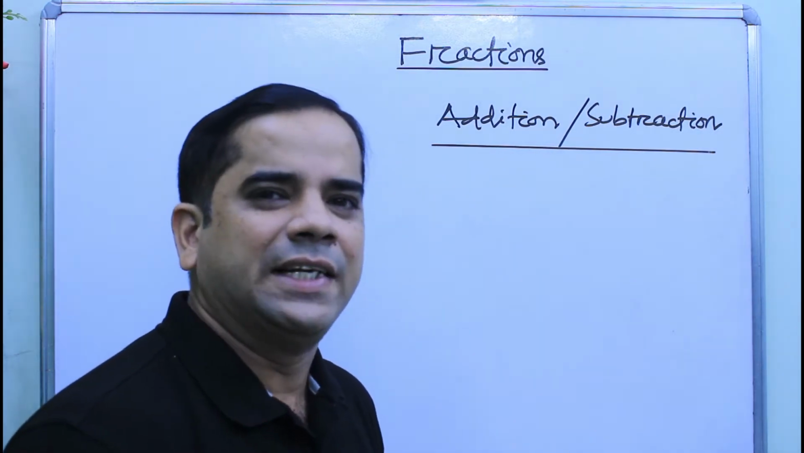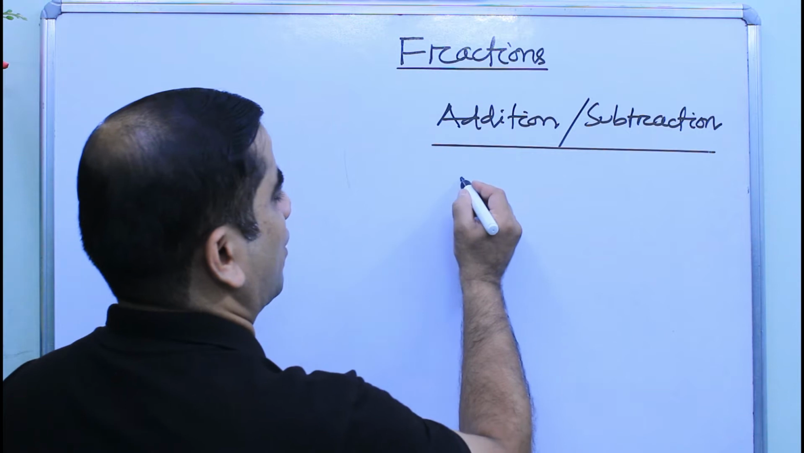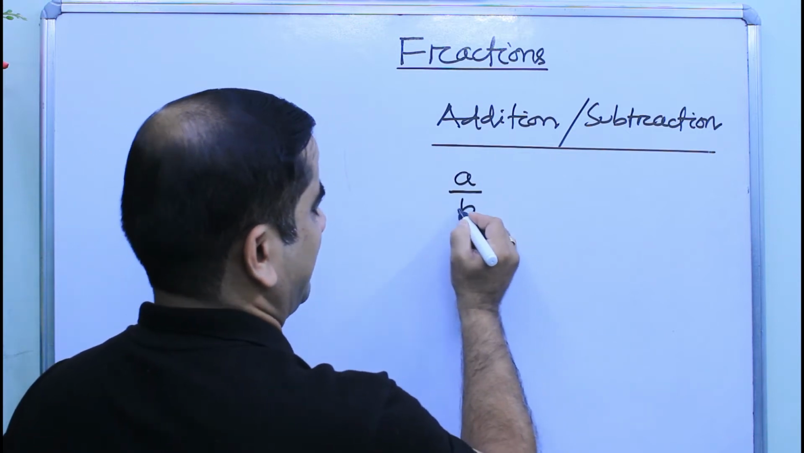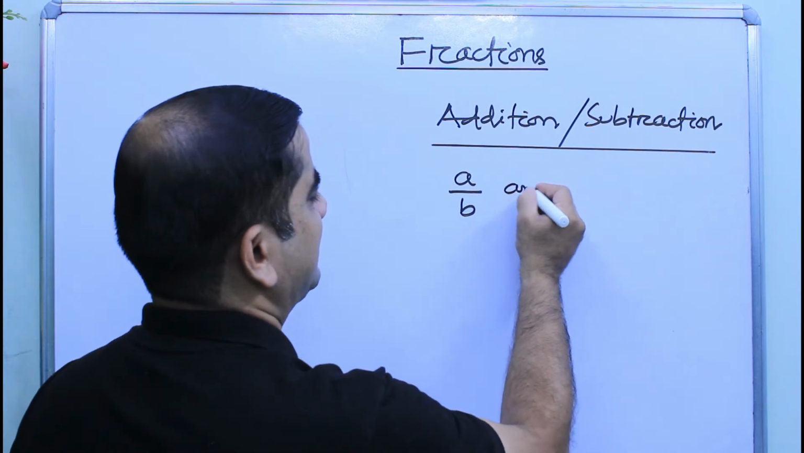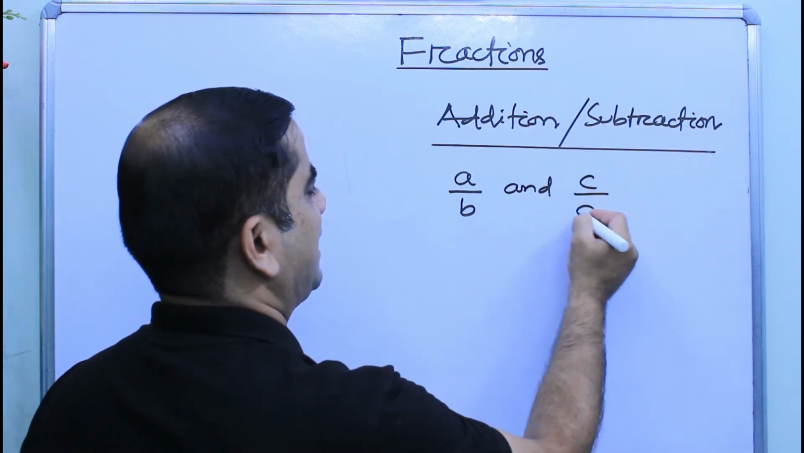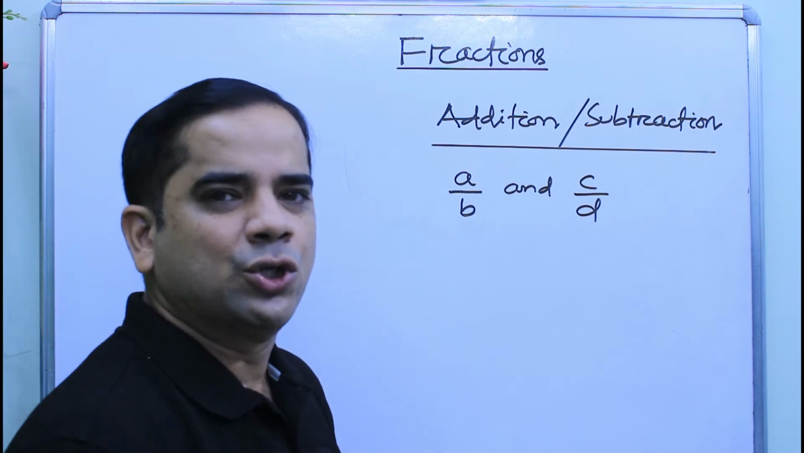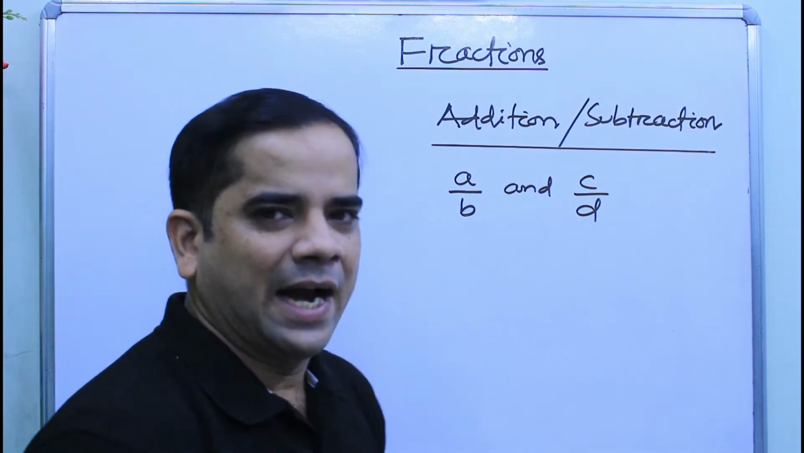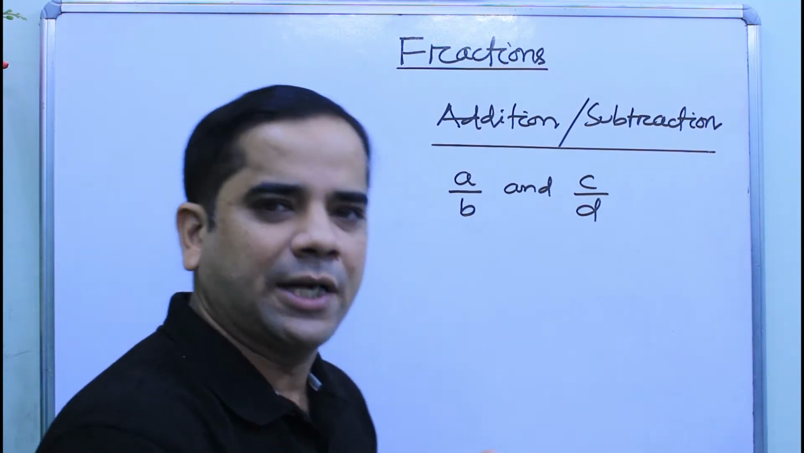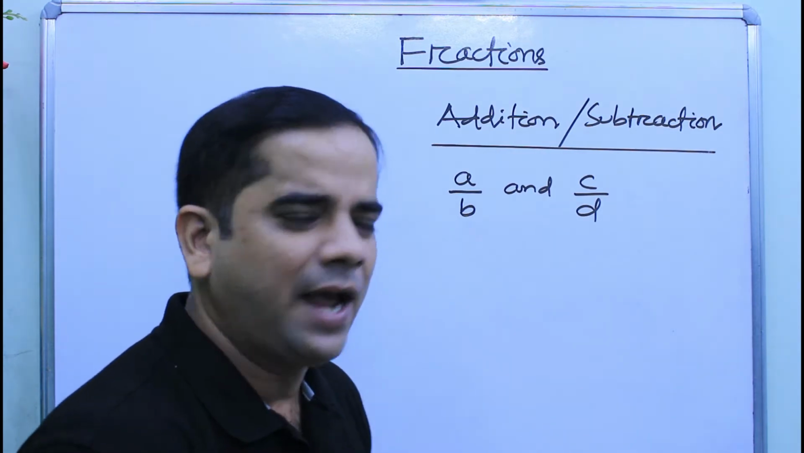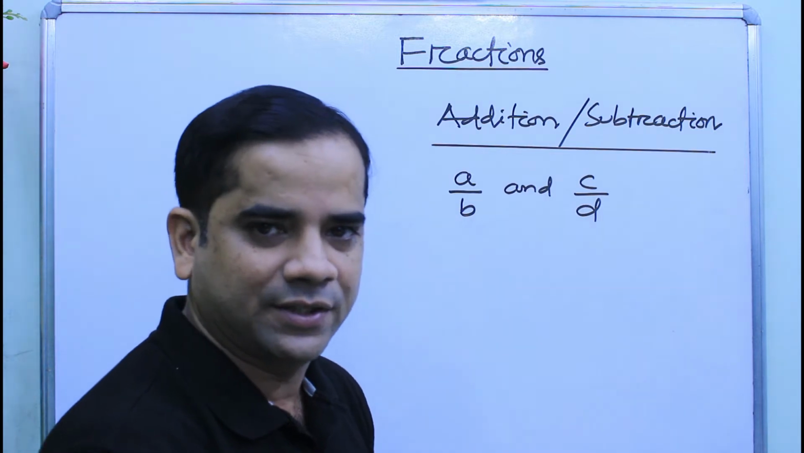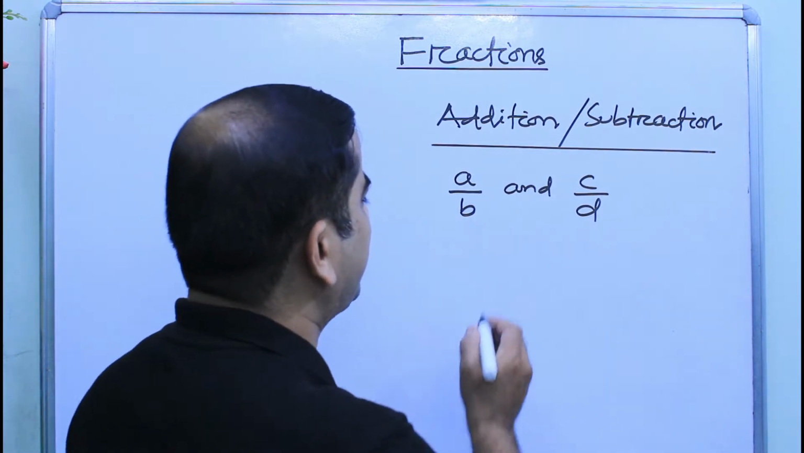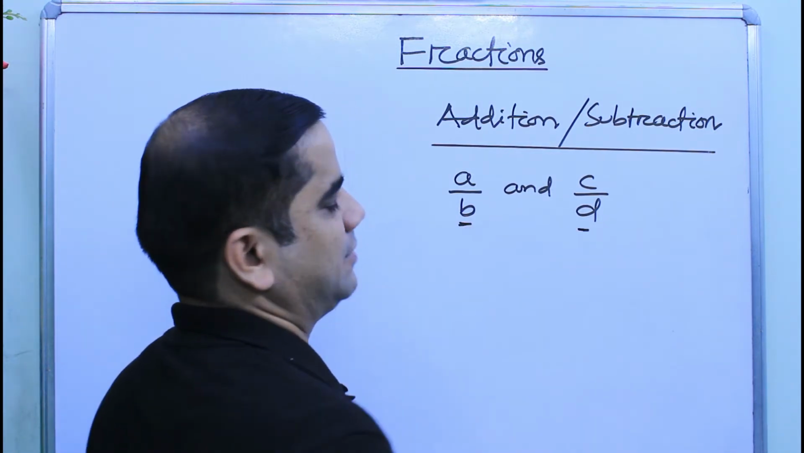We have already discussed that fractions are in the form of a by b. Suppose there are two fractions, a by b and c by d. We need to understand that to add or subtract fractions, we need to convert them into like fractions first, like fractions having the same denominator.